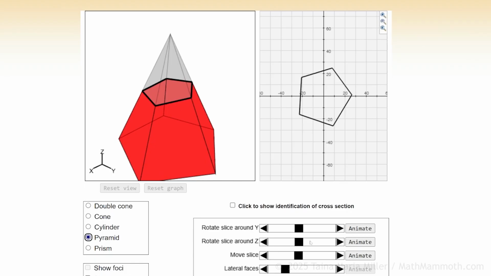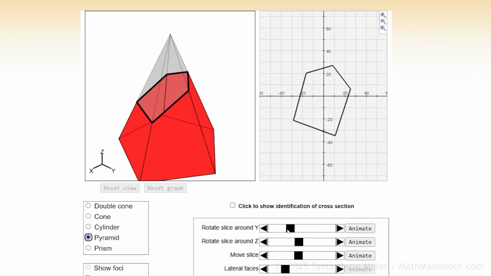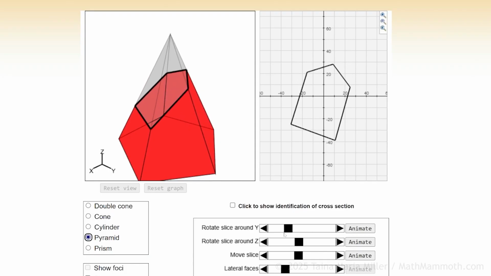Let's look at this pyramid. I can use these controls. I can rotate this slice. And you can see how it changes. This is the same as tilting our cutting plane or the cutting paper. If you imagine it as a cutting paper or cutting blade of something, if you tilt it, how does the cross section change? It is still staying as a pentagon here, but elongates.